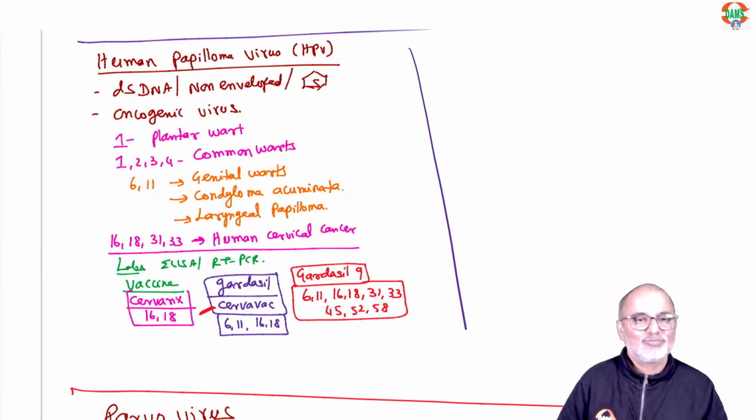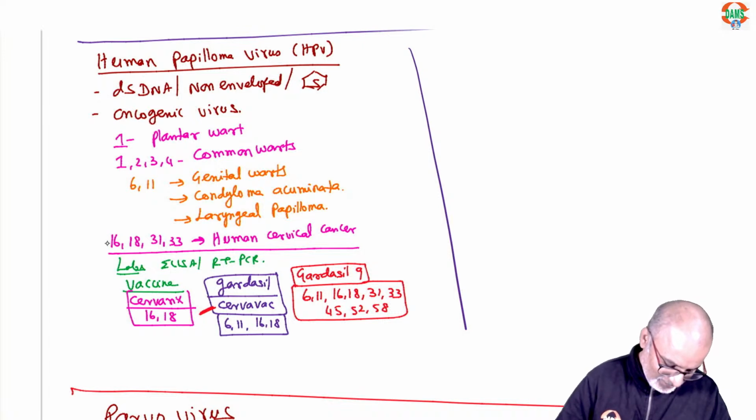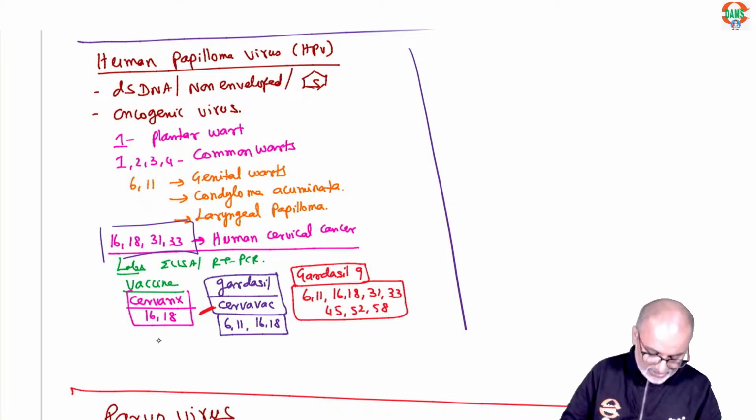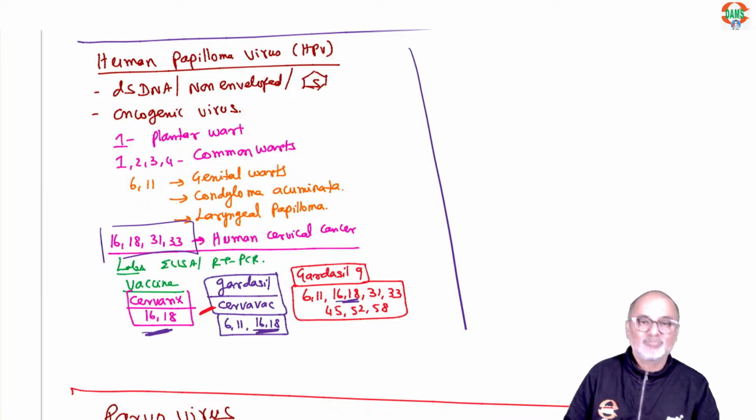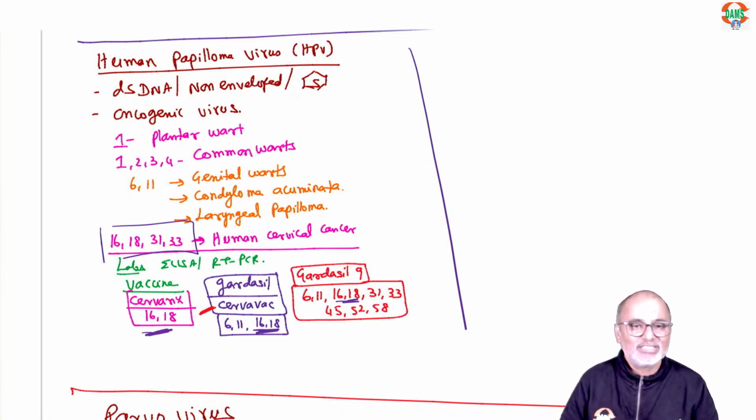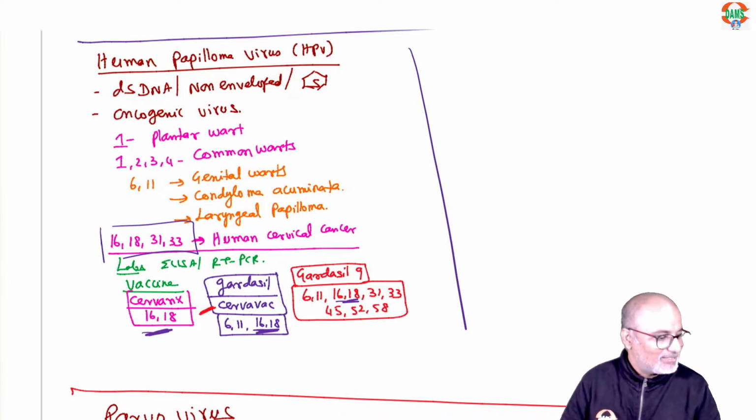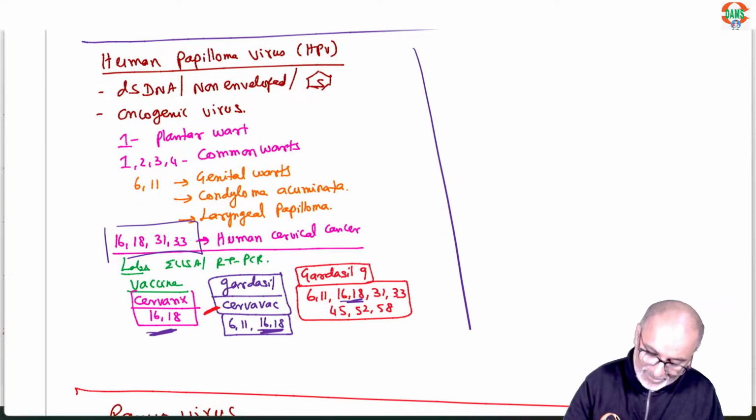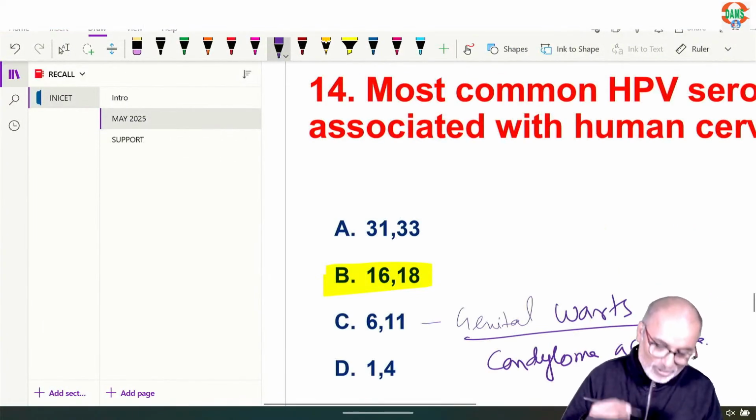Half page notes. You can get everything. See, 16, 18, 31, 33 human papillomavirus cause cervical cancer. Most common is 16 and 18, because see the vaccine 16, 18. Everywhere 16, 18 will be there. Gardasil 9, Cervavac, Cervarix. Anyway, this is elaborately taught by OJ madam also. Don't worry. So multiple times you got this answer.